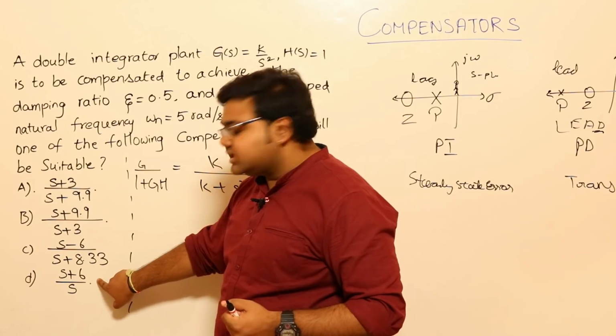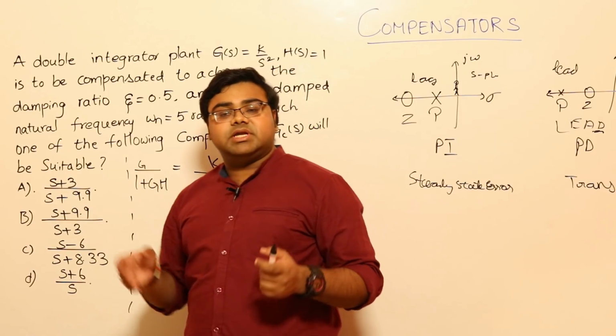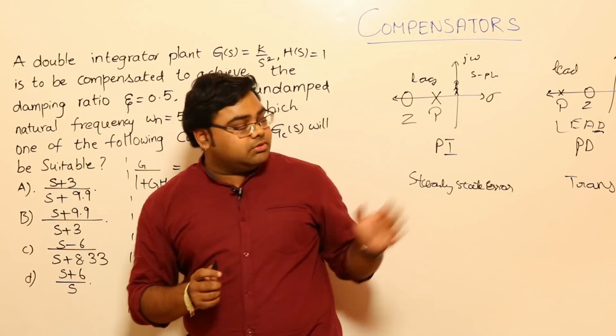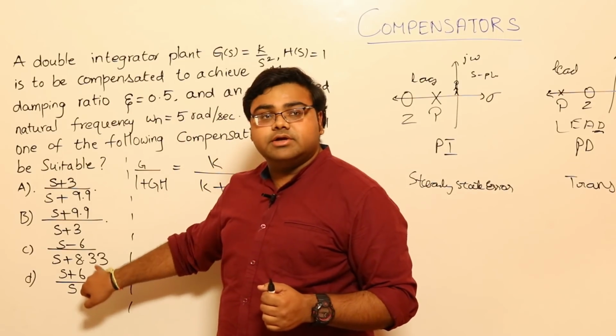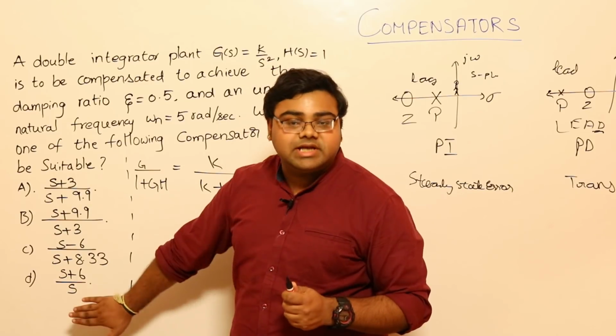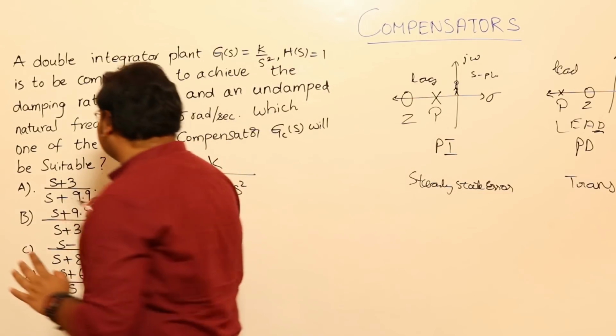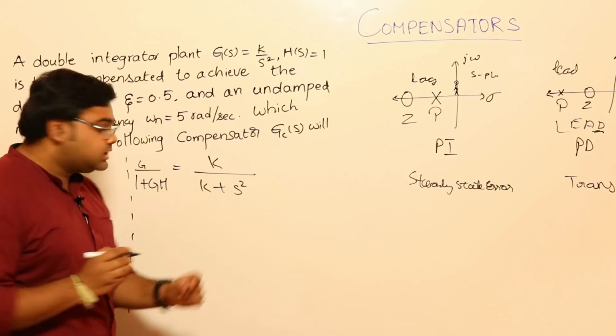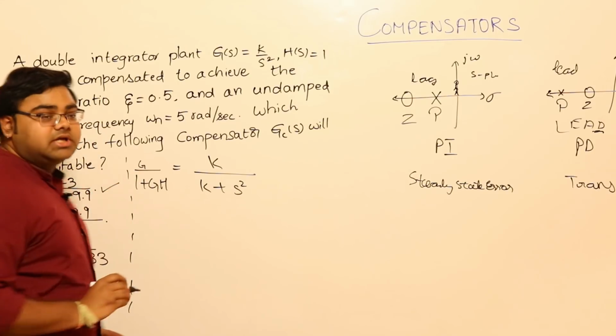Now this particular thing, let us see. What is happening here? You are having a pole at 0 and your 0 at minus 6. That is not a lead compensator, that's a lag compensator. So your correct answer, because you are trying to fix the transient, should be option A.